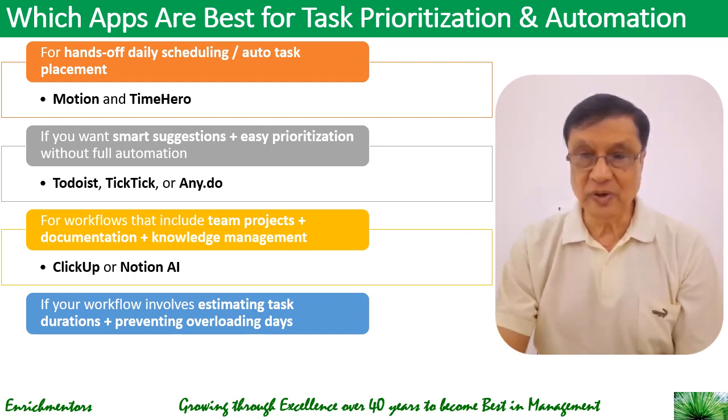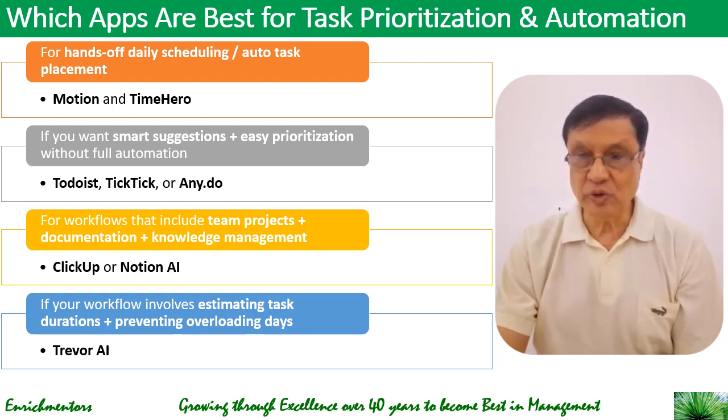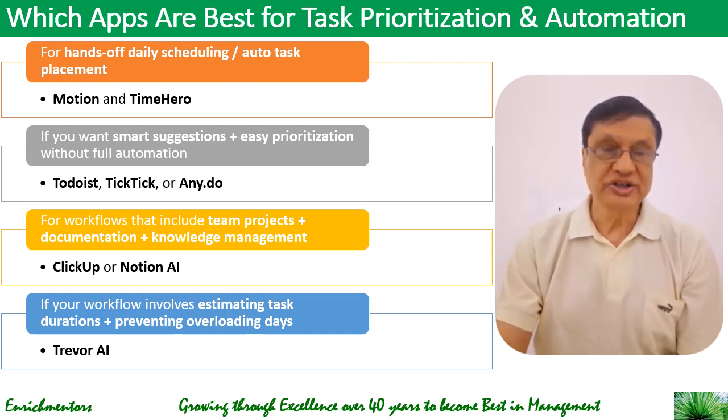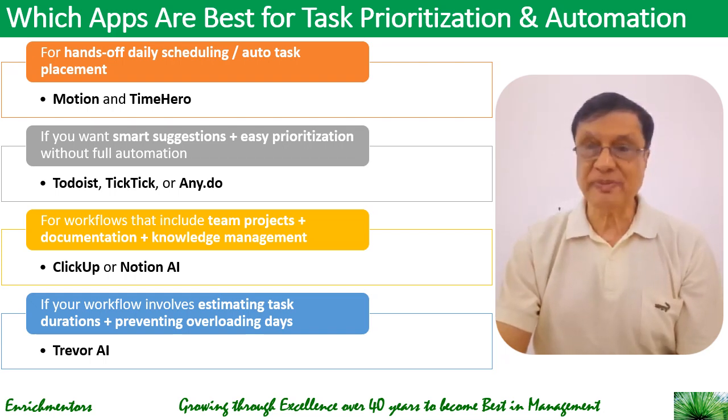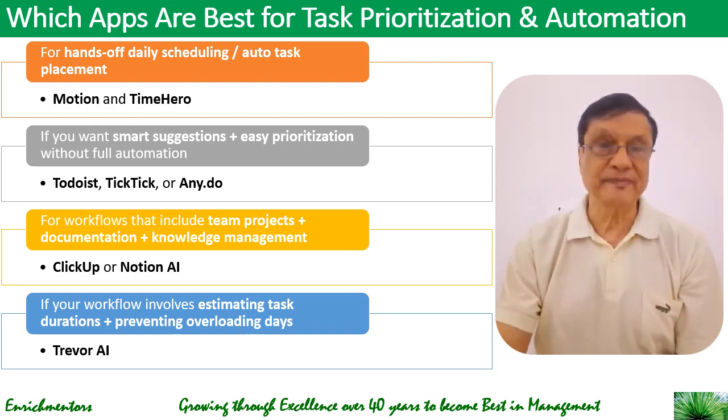And if your workflow involves estimating task duration and preventing overloaded days, Trevor AI is very useful. It helps you see when you are overscheduled. So these are the best apps based on task prioritization and automation.